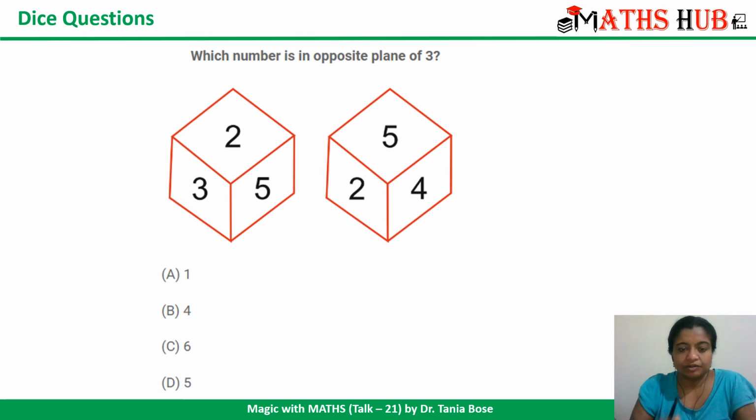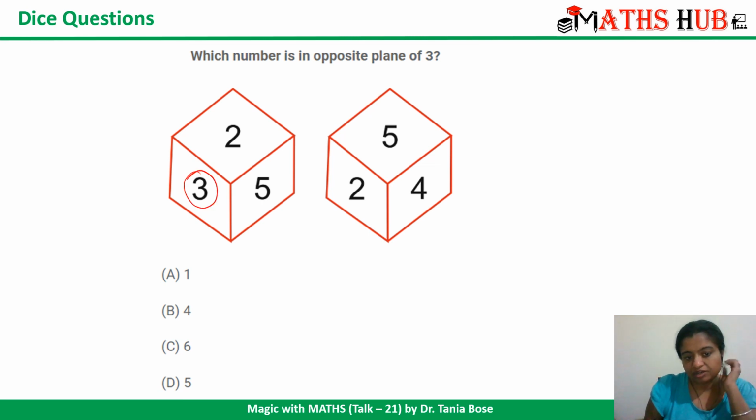So in that case, how do the questions appear? They will give you two dice and show you the positions of the numbers in such a way that either one of the faces is matching with each other or maybe two faces are matching with each other. So how to do those questions? Let us look into this question, which says: which number is opposite to 3? So we have to find the number which is opposite to 3.